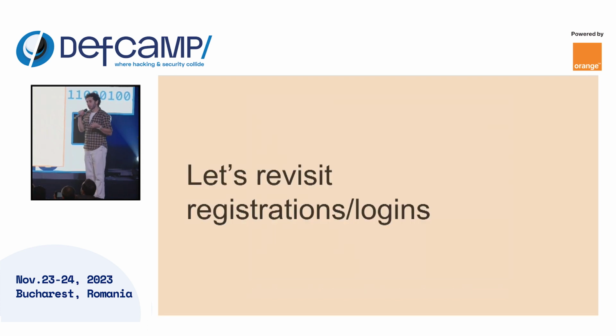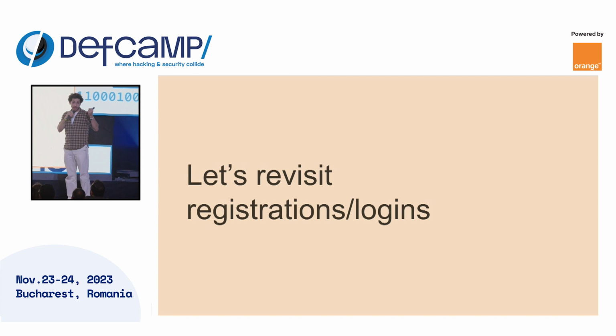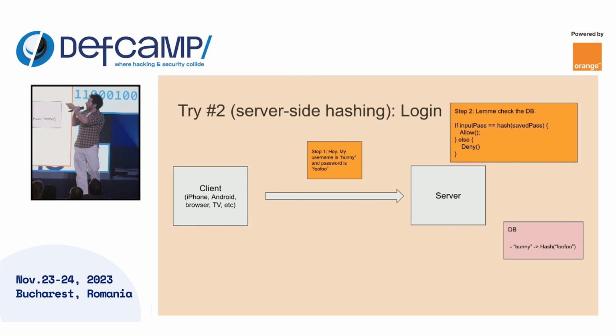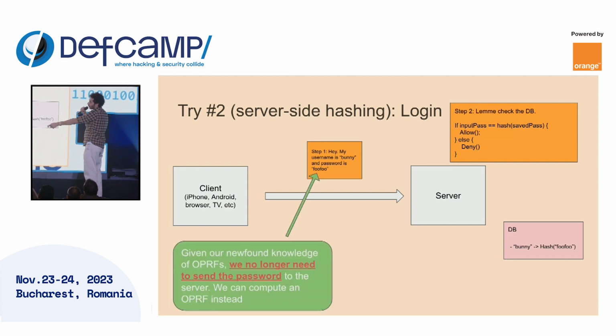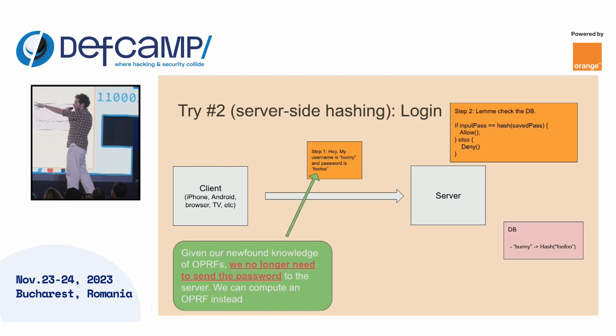So let's revisit our registrations and logins. Now we're armed with this beautiful knowledge of modern cryptography about privacy-preserving practices. We can go ahead and apply a little bit of extra magic that we just learned over the very bad situation that we had in try number 2, which is the state of the art that we've had for a long time in web technologies. The client sends the password and the username in plain text, and then the server would hash it, store the hash in here and compare it. That's the login. Now, what would happen if we actually apply OPRF at this step right here?